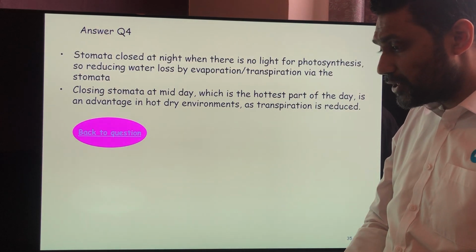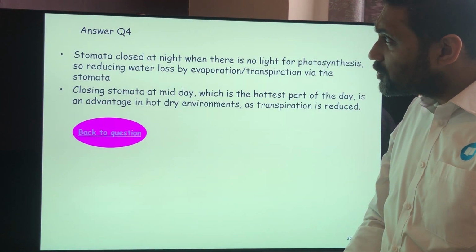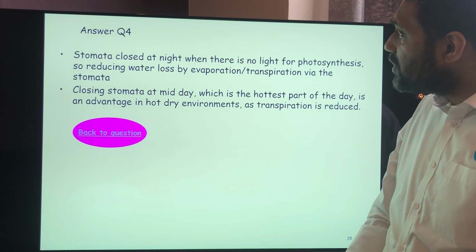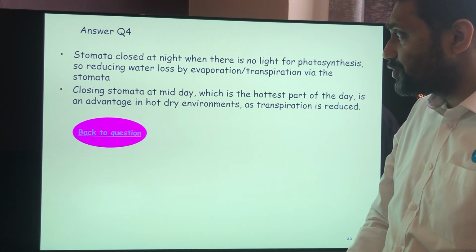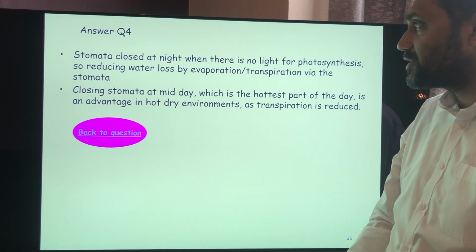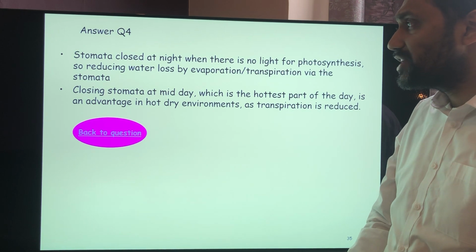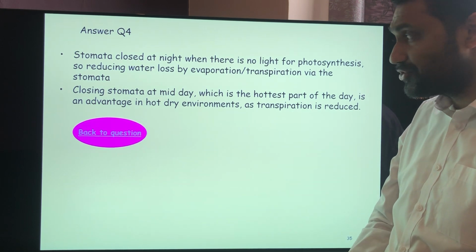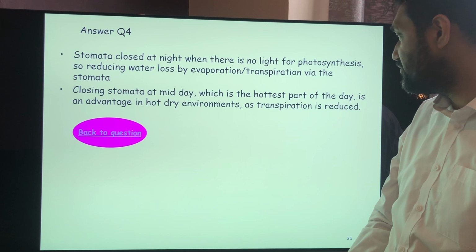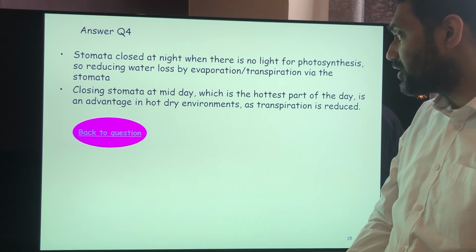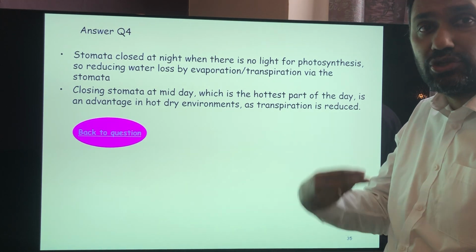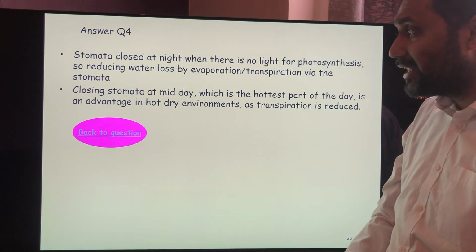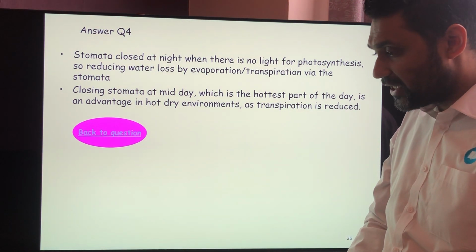And the last question. Stomata are closed at night when there is low light for photosynthesis, so reducing water loss by evaporation, the transpiration through the stomata. Closing the stomata at midday, which some of these plants do as special adaptations, which is the hottest part of the day, is an advantage in hot, dry countries because you're reducing the transpiration, so you're reducing the amount of water lost at the peak part of the day.